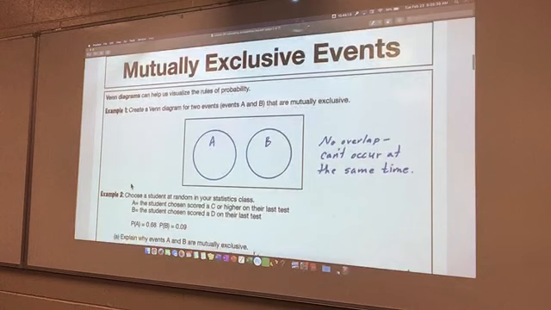So they don't affect each other. They have no effect on one another. Right, so a randomly chosen student cannot score a C or higher and a D at the same time on the test, right?